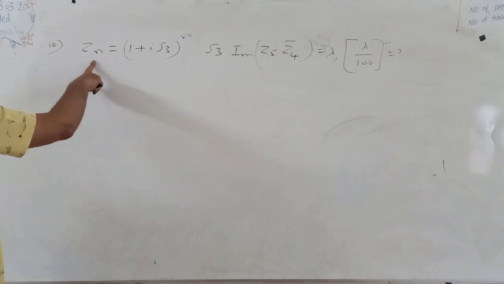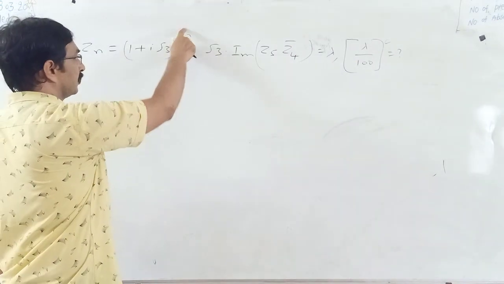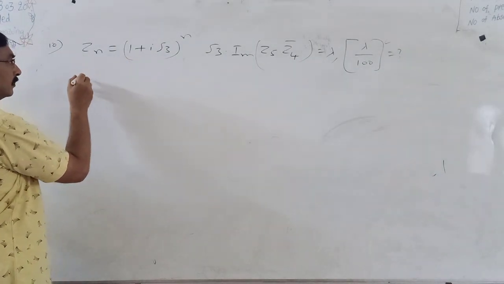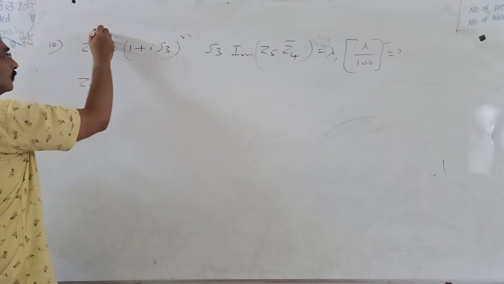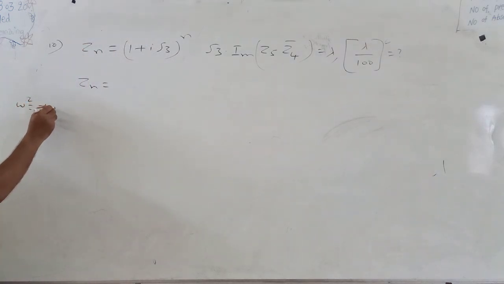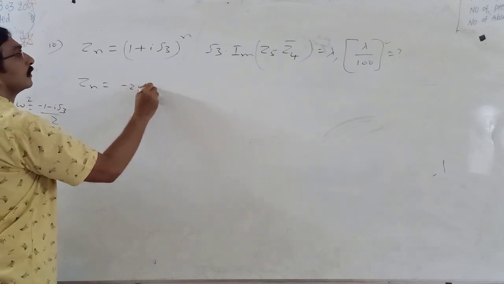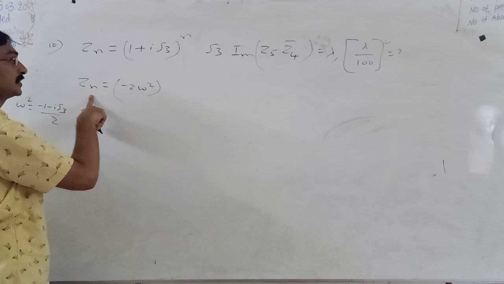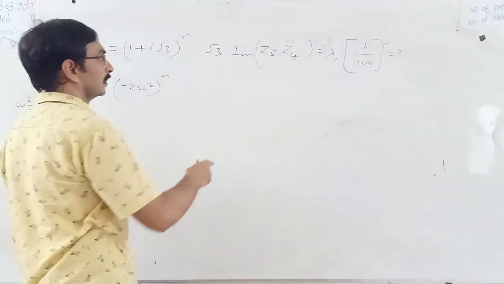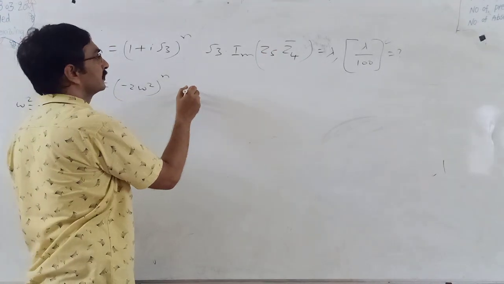So see, Zn is defined as (1 plus i root 3) whole power n. See the value of 1 plus i root 3. Omega square value is minus 1 minus i root 3 by 2. Therefore, from this, 1 plus i root 3 is minus 2 omega square. So indirectly, Zn is defined as (minus 2 omega square) whole power n. Now I am finding lambda using this definition.